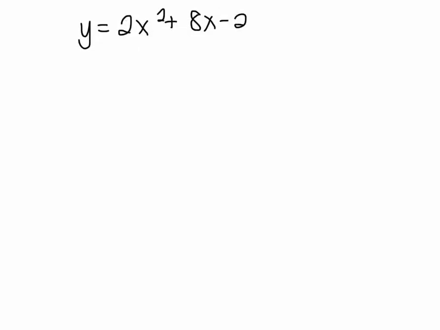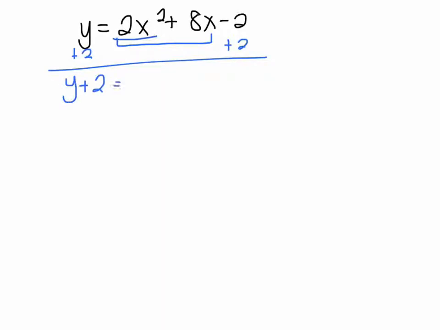We're going to complete the square to put this into vertex form, but it's going to look a little bit different this time because I have a leading coefficient. I'm still going to start by the same step of isolating the x term, so I'm going to add 2 to both sides, and I have y plus 2 equals 2x squared plus 8x.